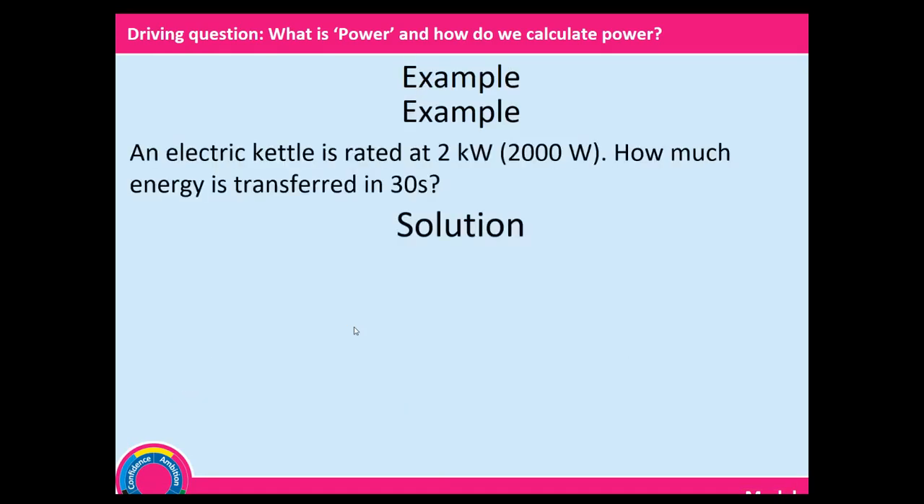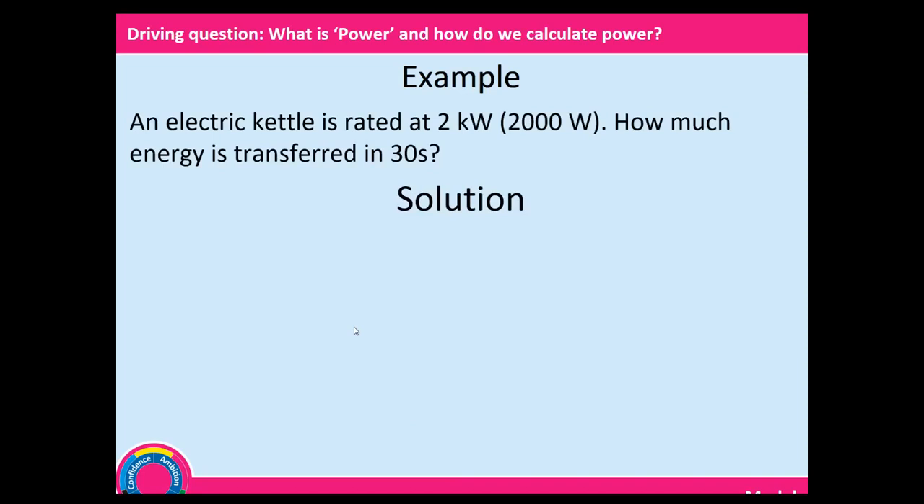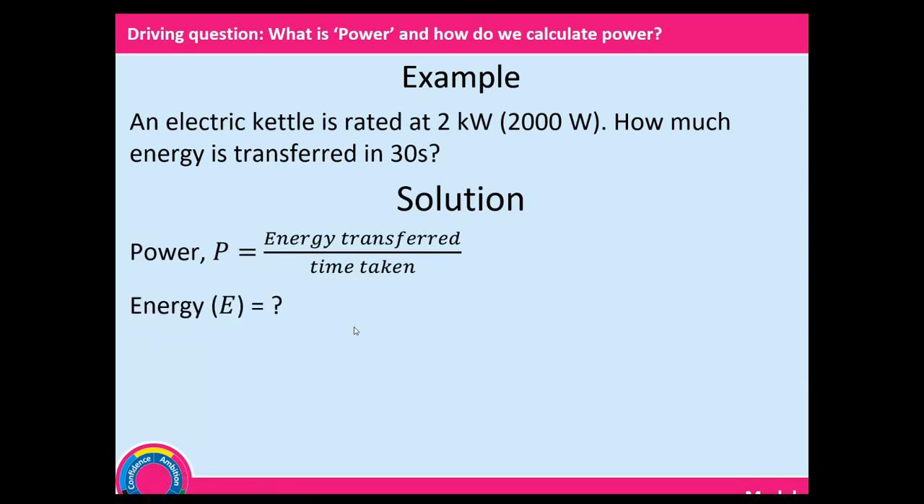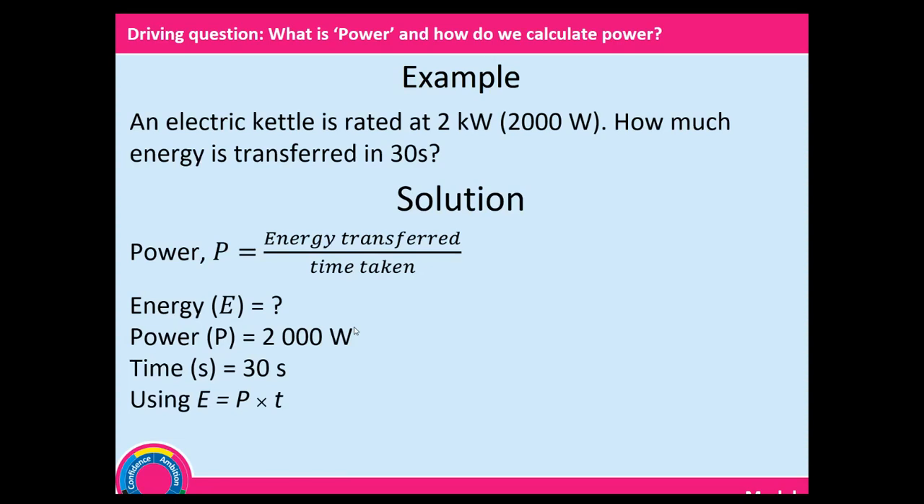Right, let's take an example. An electric kettle is rated at 2 kilowatts. Kilo means multiplied by 1,000, so that is 2,000 watts. How much energy is transferred in 30 seconds? From the equation, we write down a standard equation. From the question now, we find our values. We're given the power, 2000 watts. We're given the time, 30 seconds. We have to find the energy, E. We rearrange the equation until we get E equals P times T. Substituting into the equation, we get E equals 2000 multiplied by 30. So 60,000 joules of energy was transferred in 30 seconds.